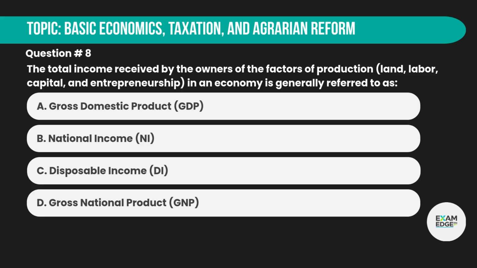Question number 8. The total income received by the owners of the factors of production, land, labor, capital, and entrepreneurship, in an economy is generally referred to as A. Gross Domestic Product, GDP. B. National Income, NI. C. Disposable Income, DI. D. Gross National Product, GNP.